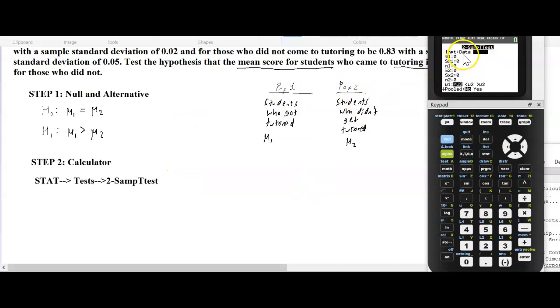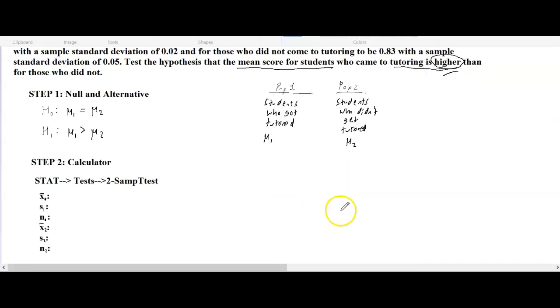It'll ask us to choose either data or stats. Data is if we had a list, so we'd have 2 lists from the different populations. But instead they actually give us the statistics. They give us the sample statistics, right? The sample mean for population 1 is what we need to know. We need to put in the sample standard deviation for population 1 and the sample size for population 1. Then we need to do the same thing for 2. So all of this we should be able to find from the problem to type into our calculator.